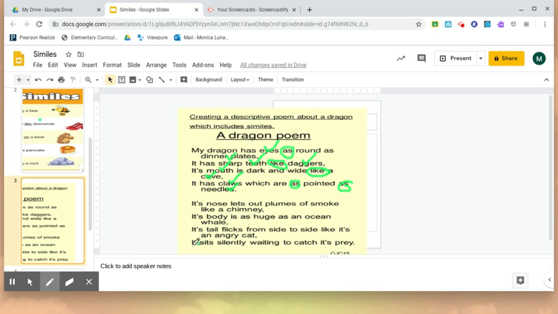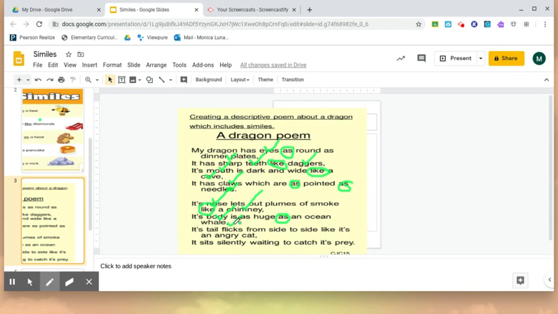Now let's look at the second stanza. This was the first stanza. This is the second stanza. Its nose lets out plumes of smoke like a chimney. So here they're comparing the dragon's nose with the chimney, and they use the word like. So there's another simile. Its body is as huge as an ocean whale. So they're comparing the dragon's body, and it's as huge as an ocean whale. Wow, this is a big dragon.